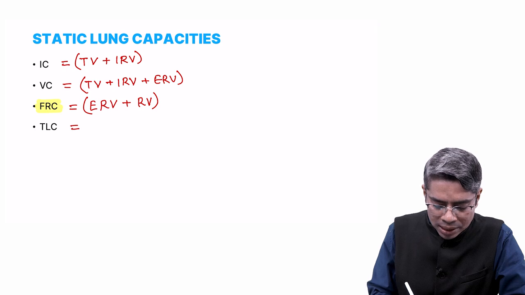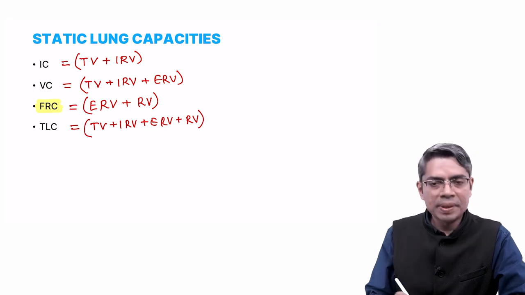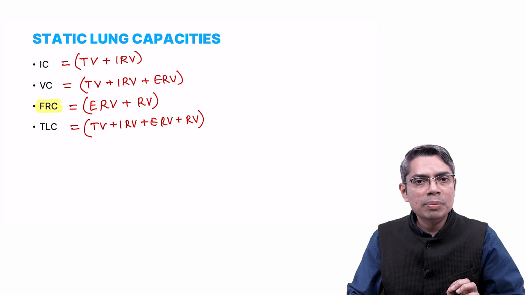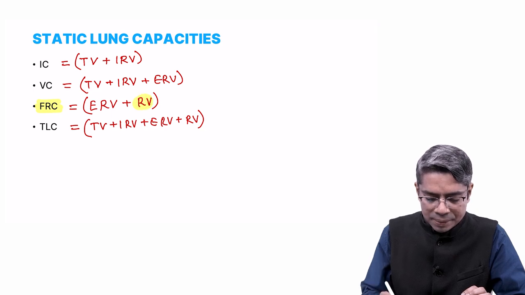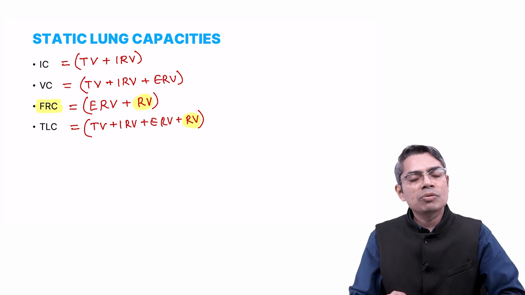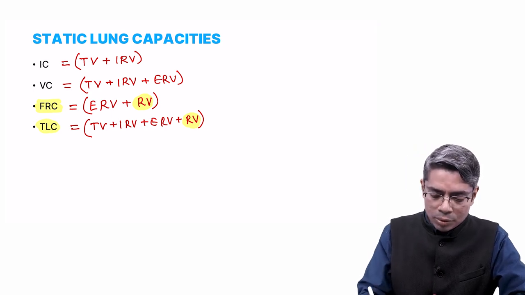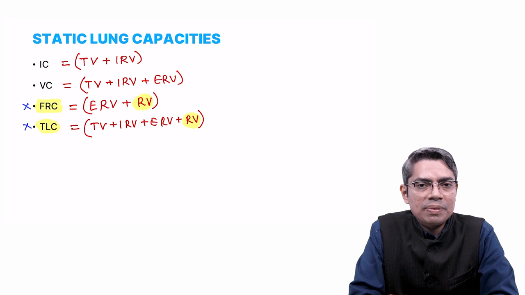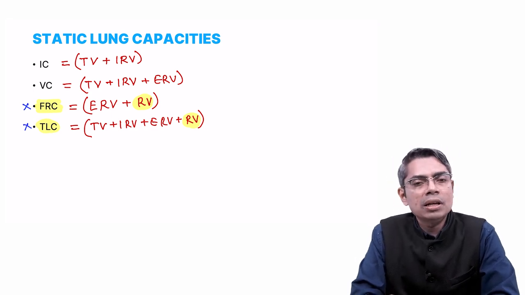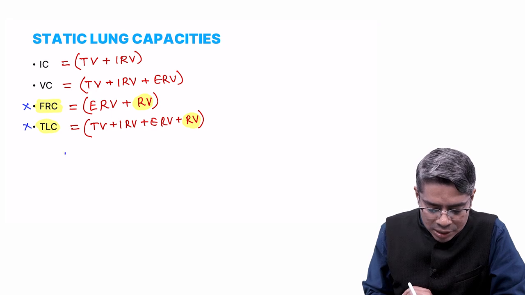And obviously, the total lung capacity will be the combination of TV plus IRV plus ERV plus residual volume, a combination of all. Now, I told you that residual volume cannot be measured with the help of spirometer. Residual volume is one of the components of FRC as well as TLC. So, FRC and TLC also cannot be measured by spirometer directly, because if you want to calculate the volume of FRC, you require residual volume. If you want to calculate total lung capacity, you also require the residual volume.